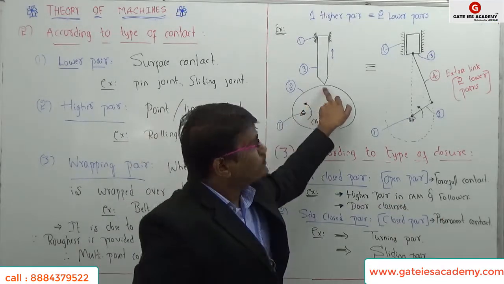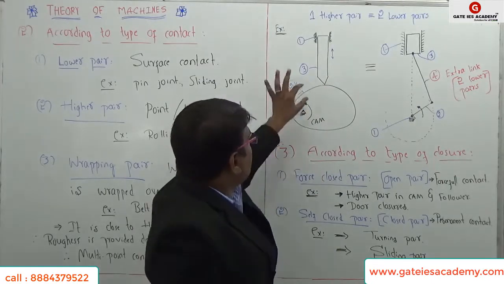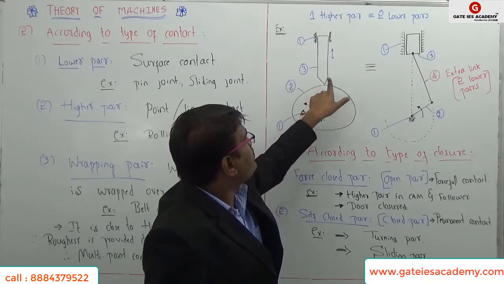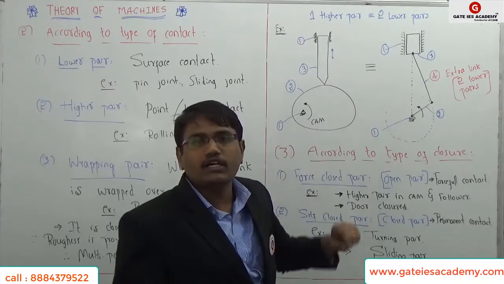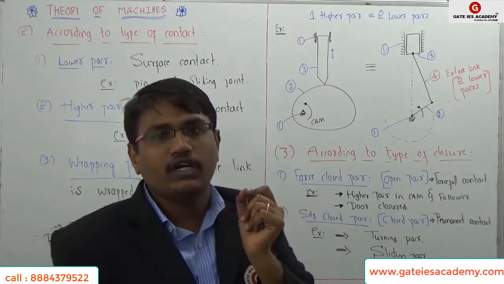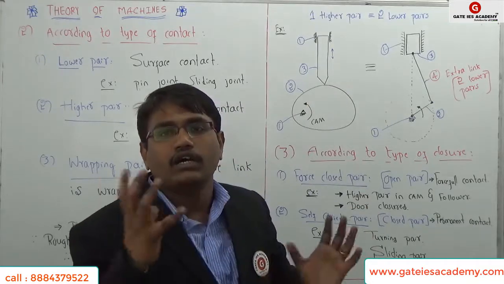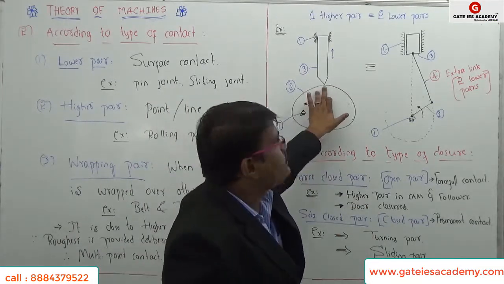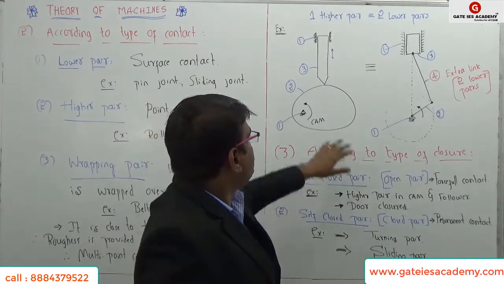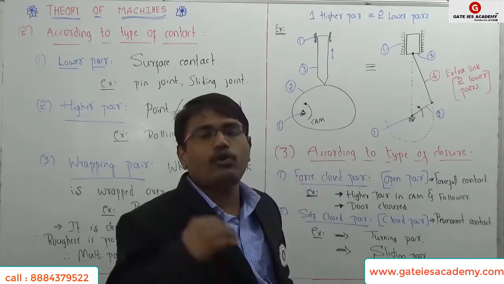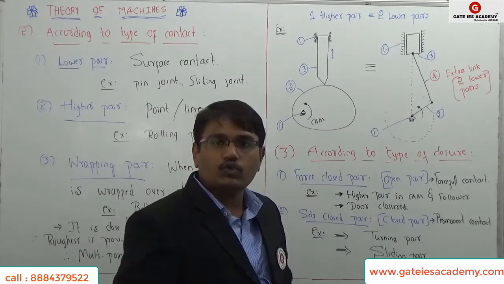See here, this is a cam and follower mechanism, correct? What kind of a contact is there between this cam and follower? There is a forceful contact. The moment the force is released, the contact is disengaged, correct? So that is why this contact can be established only by the application of some force. So it is a force closed pair.